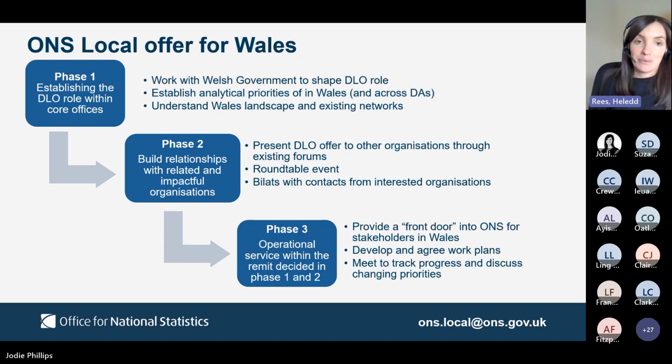So what Welsh Government analytical priorities are, and to understand the Wales landscape as well. So what networks already exist. Networks like these and the Welsh Statistic Liaison Committee are really important for us to be aware of. Then in phase 2, it's about presenting this offer to other organisations through things that already exist.